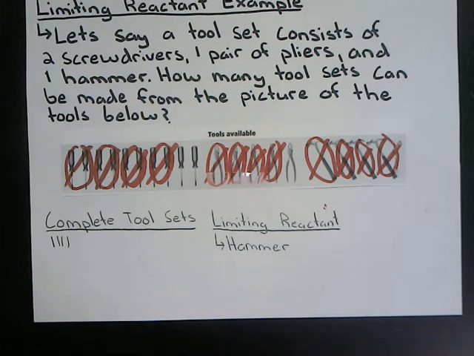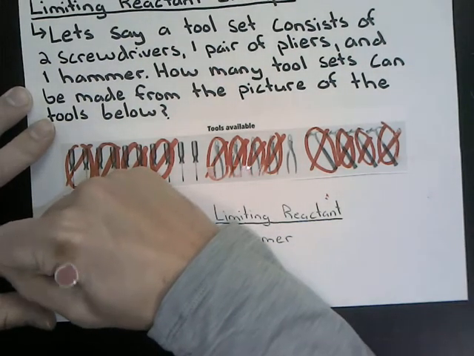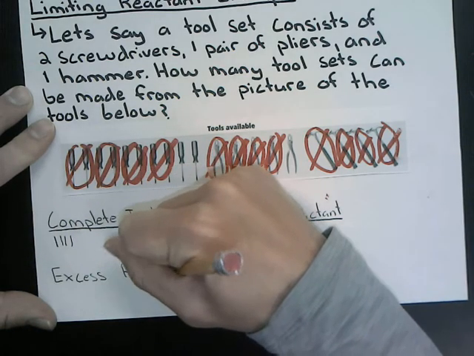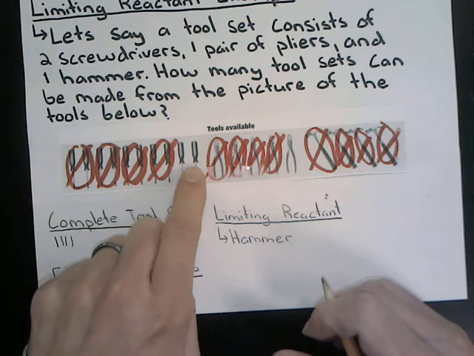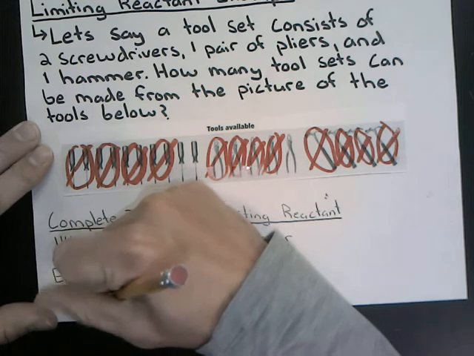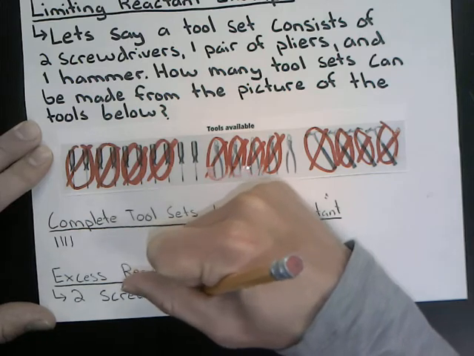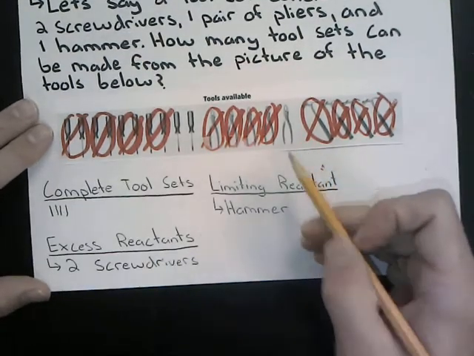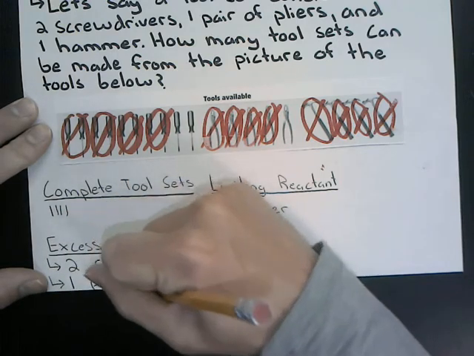Now, what we also have to be concerned about is our excess reactants. So in this case, we're actually going to have 2 excess reactants, and the first of which would be our first thing that is listed. Right here, we have 2 screwdrivers that are left over. They're not utilized to make a complete tool set. What we also have is 1 pair of pliers, and that would be our other reactant that is left over.